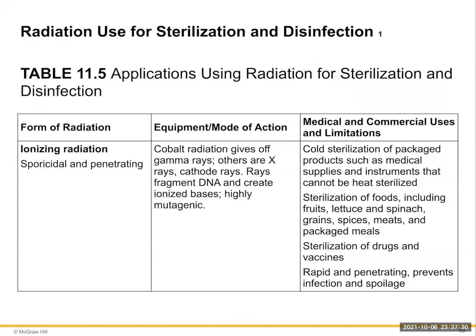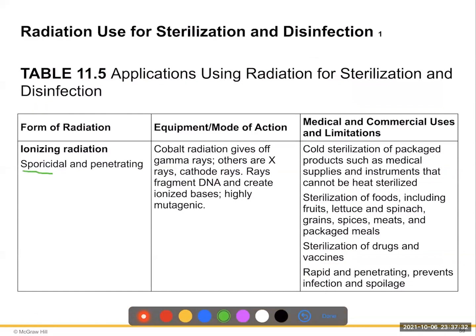So this is our summary. Ionizing radiation is sporicidal and penetrating. It kills spores and it penetrates deep. Cobalt radiation gives off gamma rays, X-rays, and cathode rays. They fragment the DNA. They break the DNA apart. Highly mutagenic, they cause mutations by breaking the DNA.